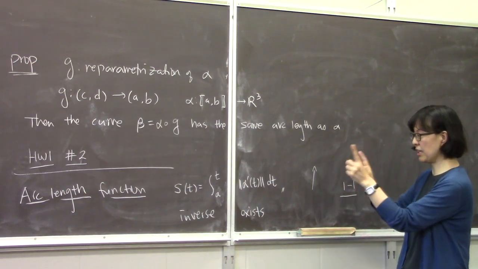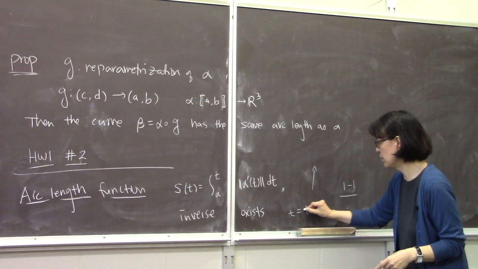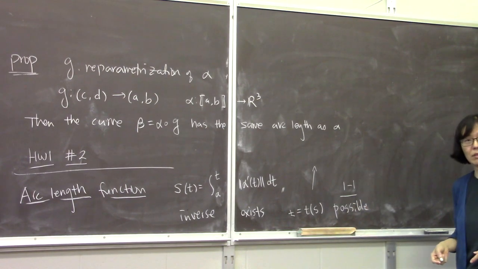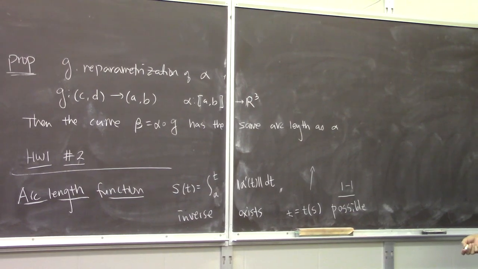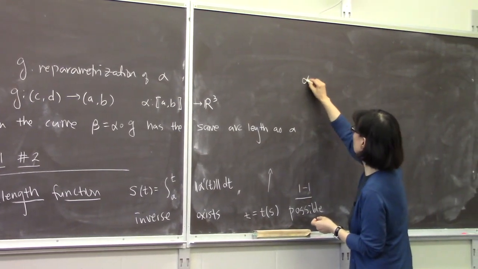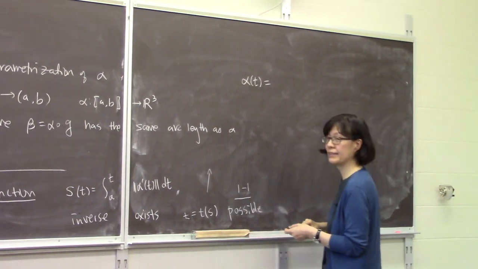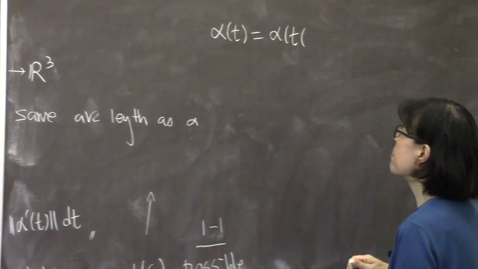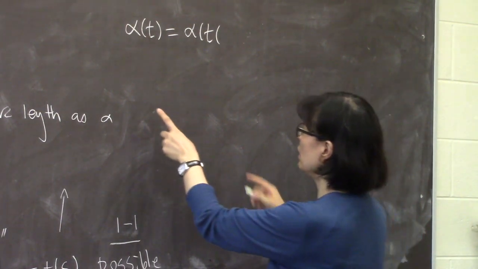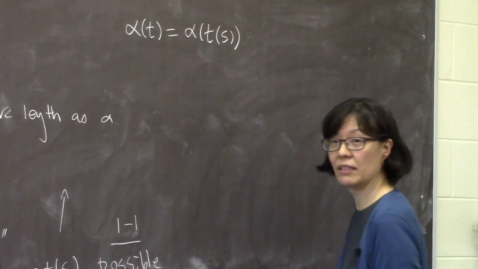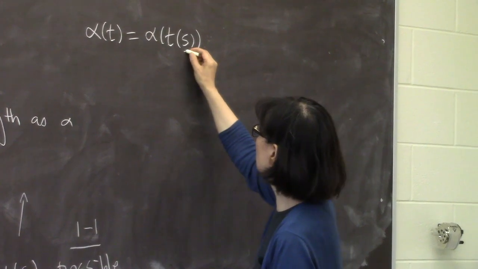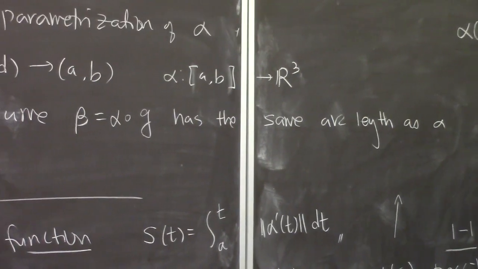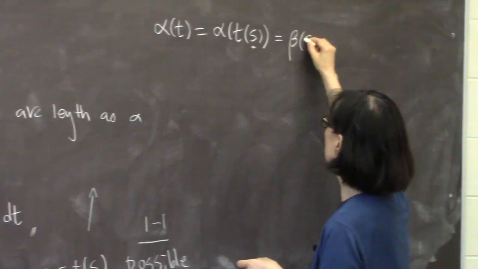So we can change t and s. We originally had alpha in terms of t, but with that change, we can write it in terms of s. So we have a new parameter, the arc length parameter. Let's call this beta of s.